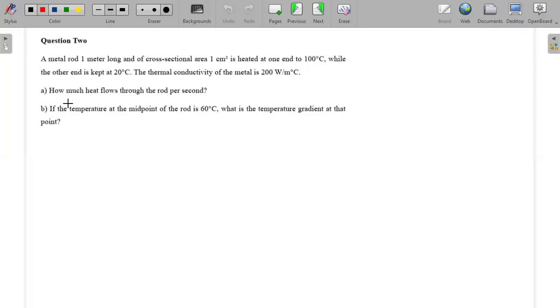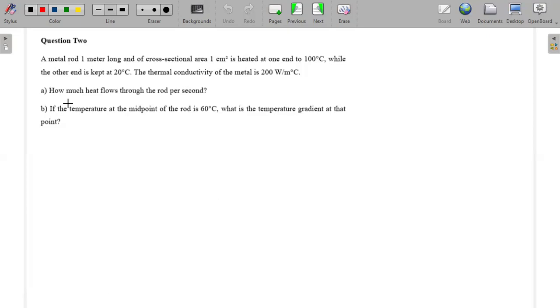So let's start with part A. If we look at this question in general, we are talking about heat conduction in a metal rod. The way heat flows, we know heat is always flowing from a hotter system to a system that has a lower temperature. It is always moving along the gradient, from the higher temperature to a lower temperature, like that.